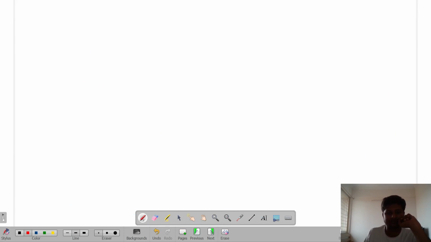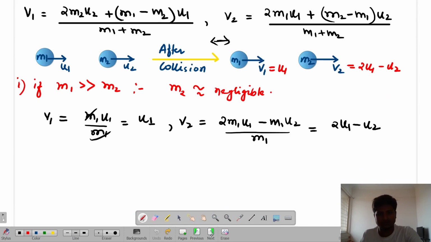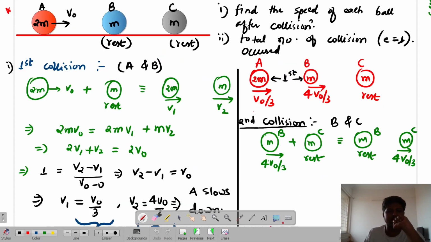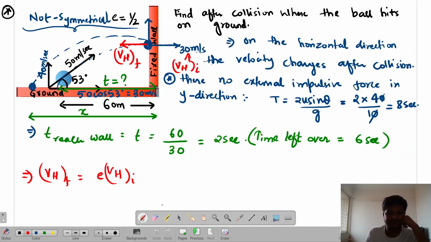Is that clear? So this implies e is 1 by 2. Velocity along horizontal is 30, so this is 15 meters per second. Are you able to get me or not?